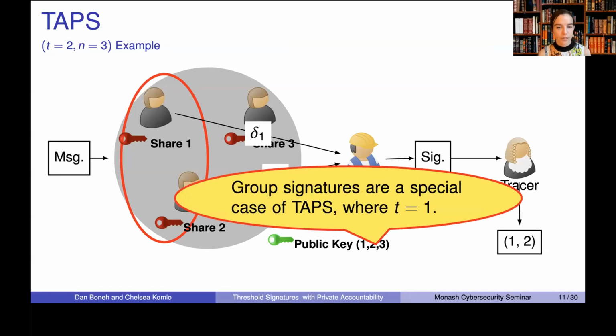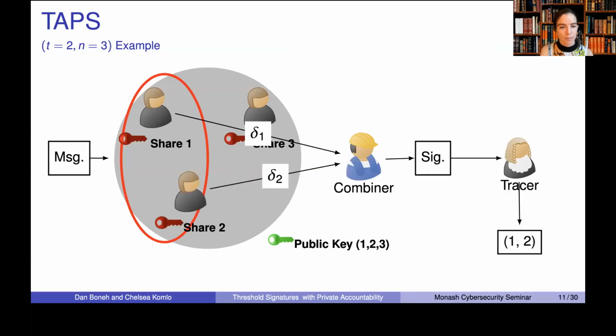So, building on this, if you've heard of group signatures in the literature, a group signature is essentially a special case of a TAPS where the threshold is equal to 1. A group signature allows some signer within a group to issue a signature that, to anyone, looks like anyone within the group produced it.